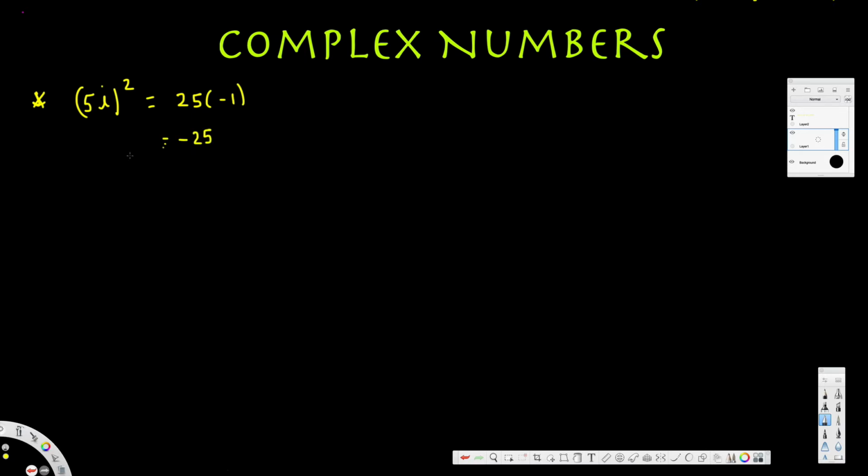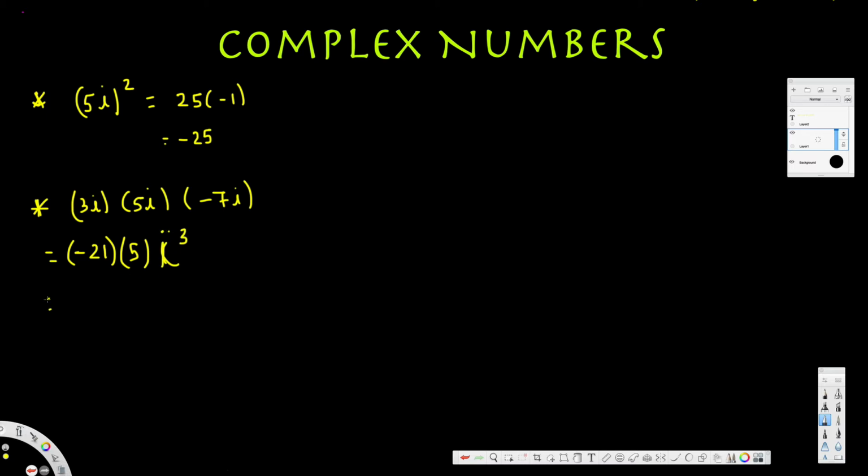-25. And let's look at another one. Let's say we have 3i multiplied by 5i multiplied by -7i. Now 3 times -7 is -21, and i times i times i, we have i squared times i, so we have i cubed here, and also we have 5. -21 times 5, and then we have i cubed.